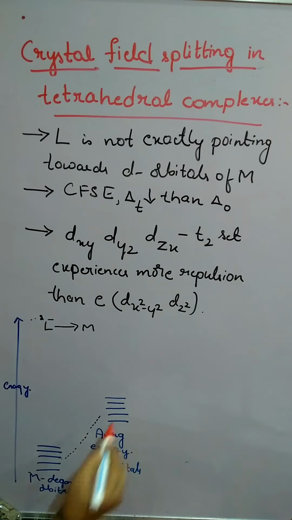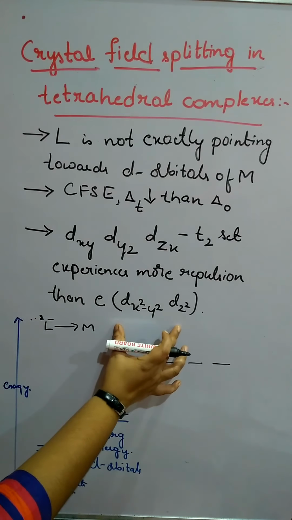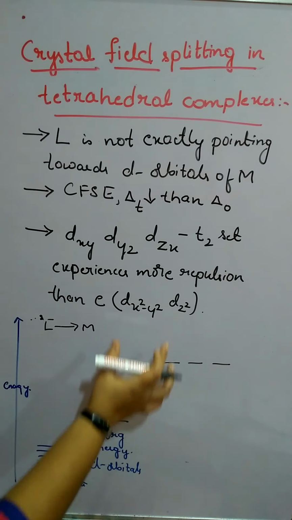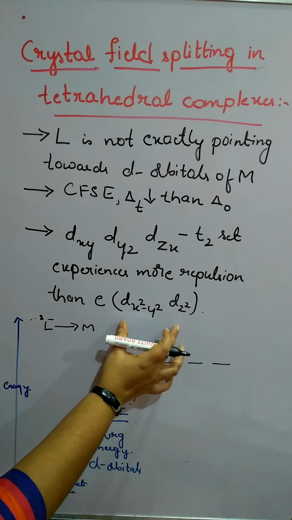And these others are lying in between the ligands. They are not coming closer to the ligands, they are in between the ligands. So at that time, repulsion is also less for them, and if repulsion is less, the energy is going to decrease. So how much energy is being decreased? We'll write it. It decreases with a larger energy.